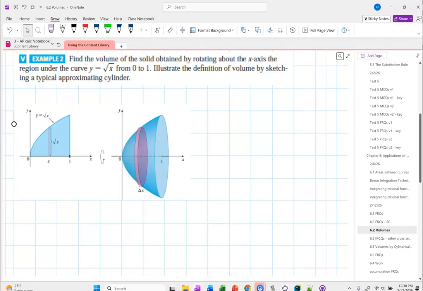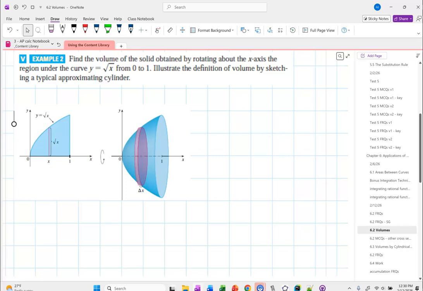We're then going to rotate that region about the x-axis. So we get a shape like this, this dome shape, a dome on its side. Is everybody okay there?